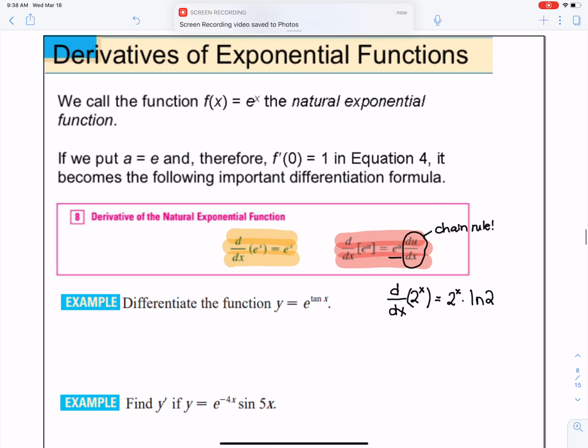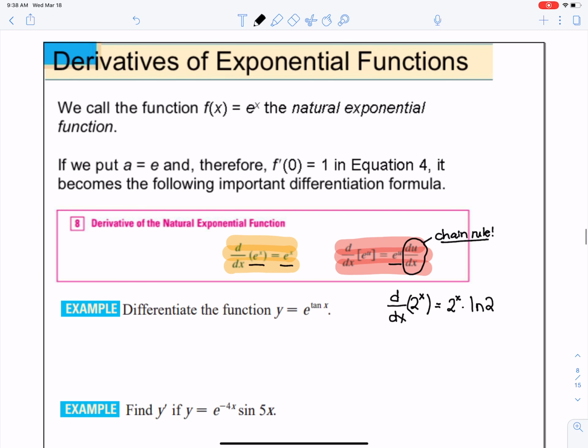So we're going to continue where we left off here. We just figured out that the derivative of e to the x is e to the x. And if we wanted to do chain rule with the derivative of e to the x, we would do the derivative of the exponent, which is the added part here.